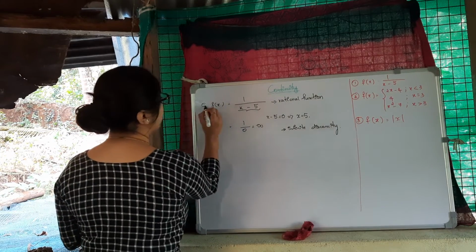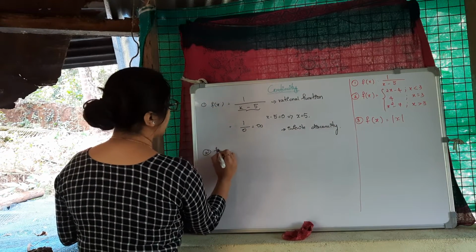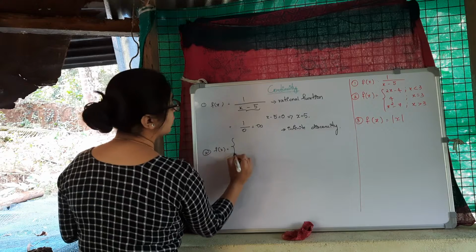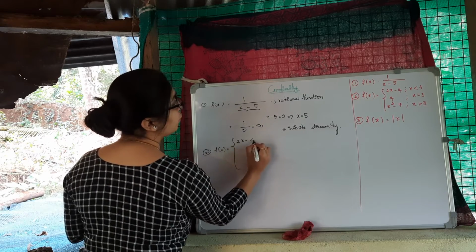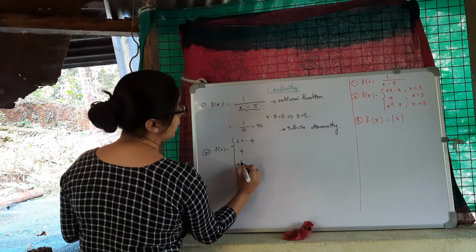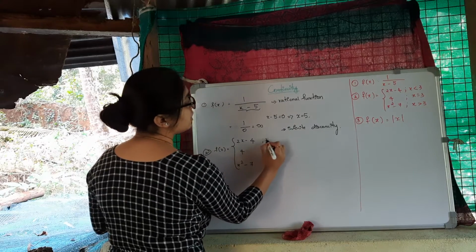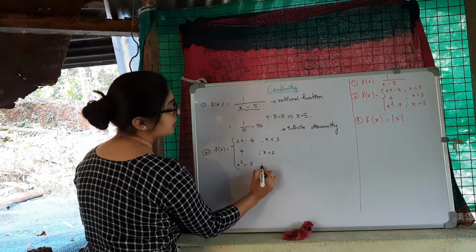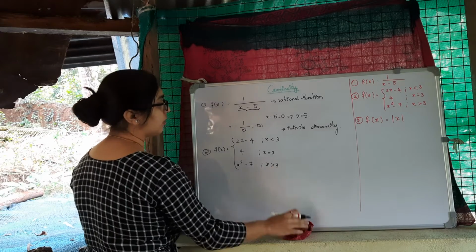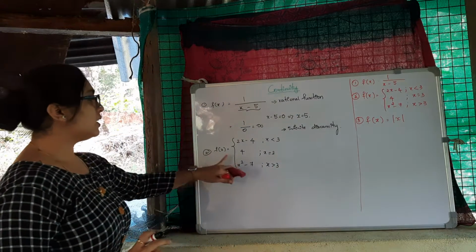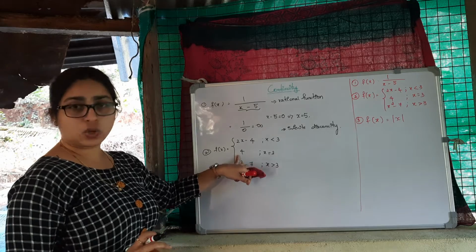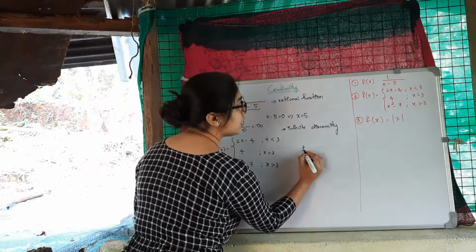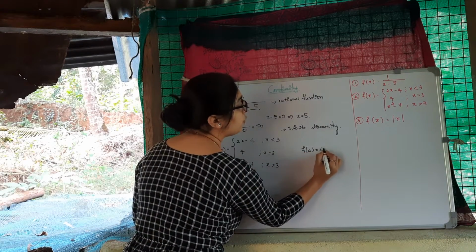Then the second one: f of x is equal to 2x minus 4 for x less than 3, 4 for x is equal to 3, and x square minus 7 for x greater than 3. So now we can say at x is equal to 3, it is equal to 4. That means f of a will be equal to 4.